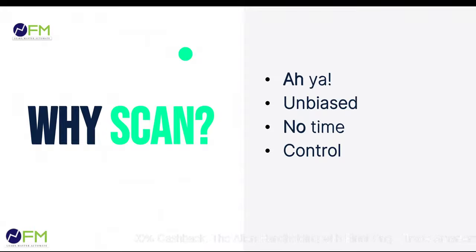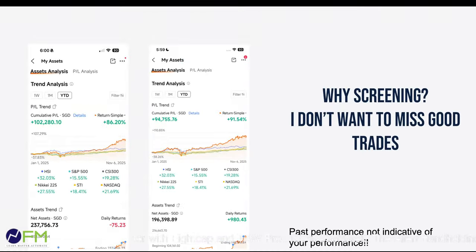Okay, so when I say control, it means that when you scan, you are able to find the signal at the point that it happened. It prevents that scanning, it prevents that chasing. But not only that, when you have control, it means that you can slowly plan for what you would like to do. So these are the few reasons why I like to scan.